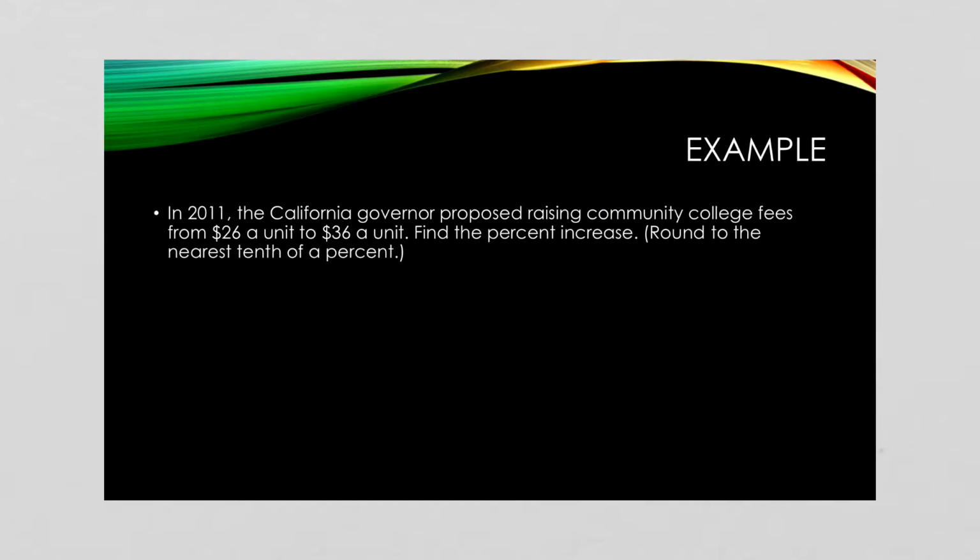Okay, so it says in 2011, the California governor proposed raising community college fees from $26 a unit to $36 a unit. Find the percent of increase, round to the nearest tenth. So we want, remember, new minus old divided by old, okay? So it went from here, there's your old, to here, so there's your new. So I've got 36 minus 26 divided by 26.